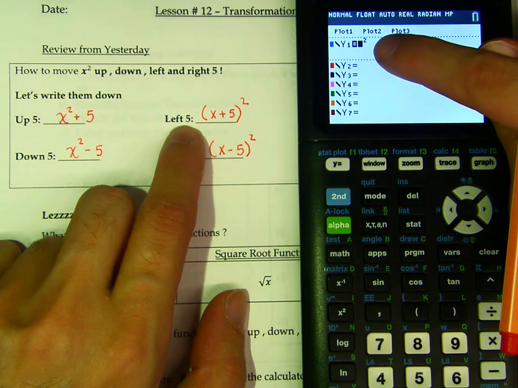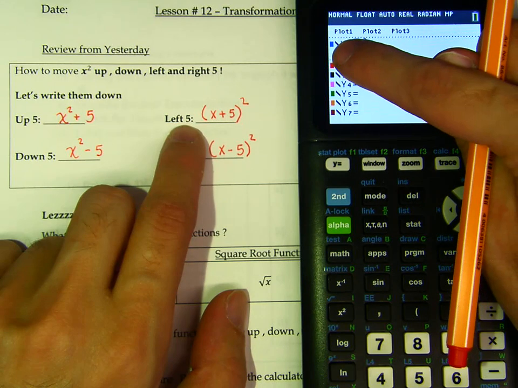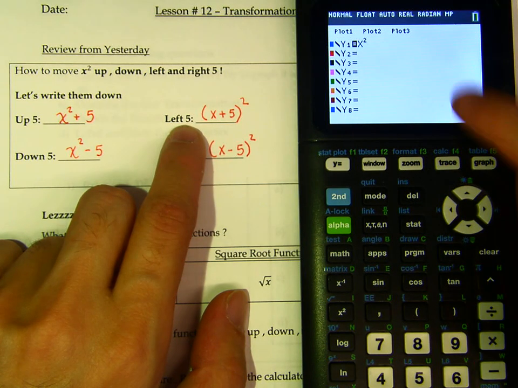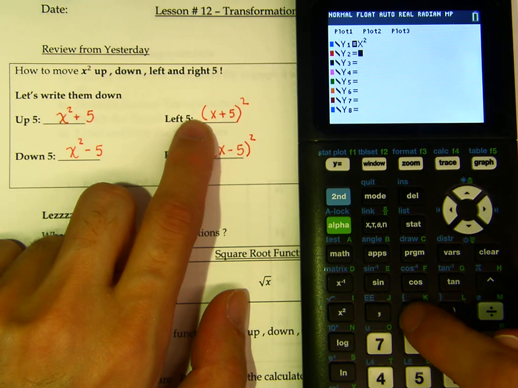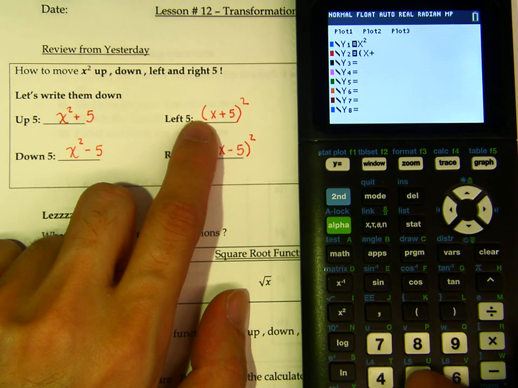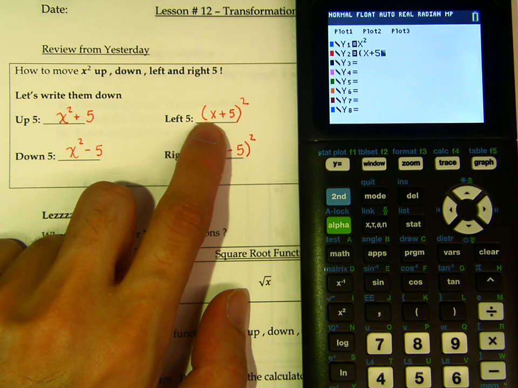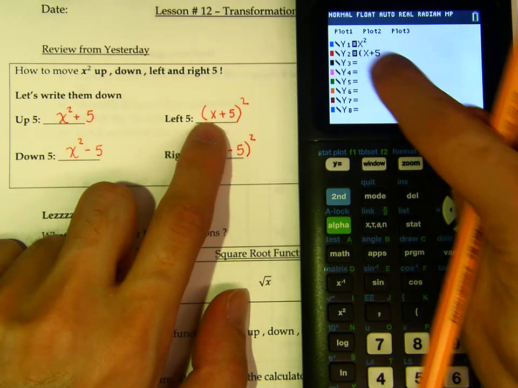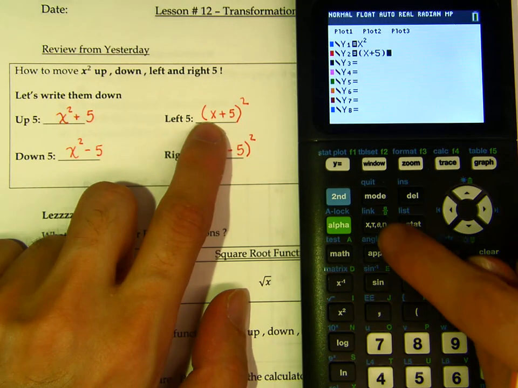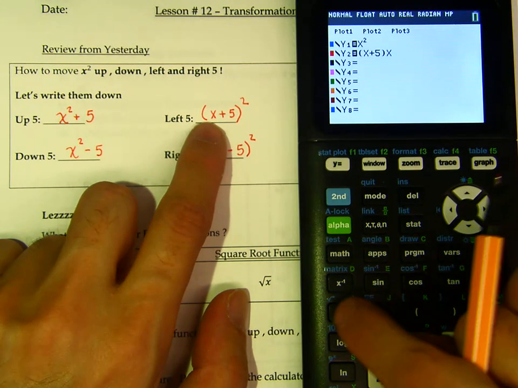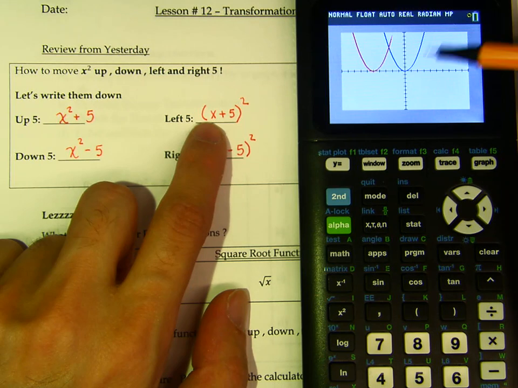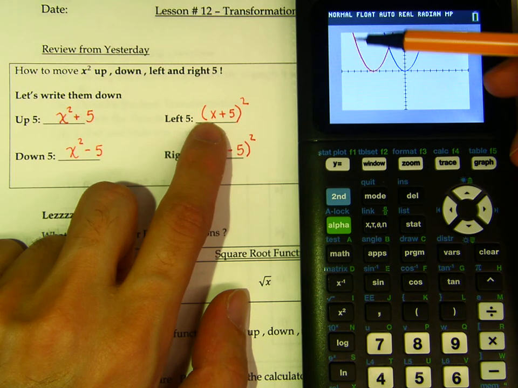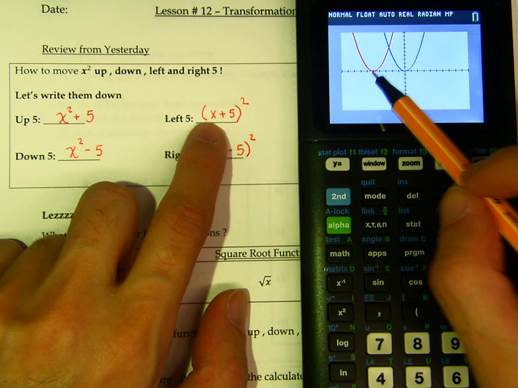If you want, you could put the original function here and notice that it's in blue. You could even go down, and then let's type in this one over here, parentheses, x plus 5. Oh no, there's a commercial. It's killing the vibe. Let me change that. Okay, now we're good. So parentheses, x plus 5, close, squared. And then I hit graph. Notice the blue is the original and the red is the new one, and it moved the graph left 5.